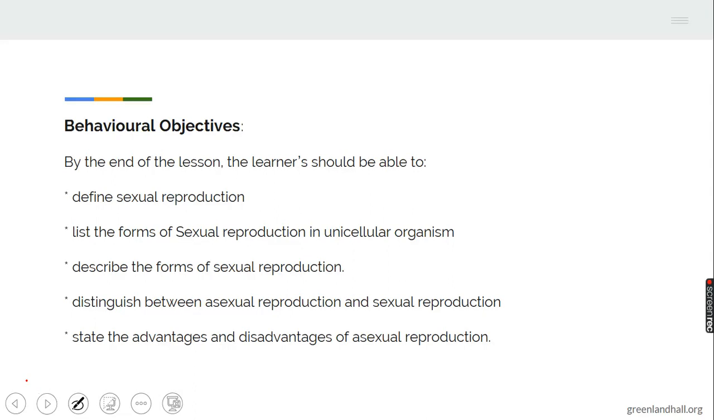by the end of the class, you should be able to define sexual reproduction. You should be able to list the forms of sexual reproduction in unicellular organisms, describe the forms of sexual reproduction. You should be able to distinguish between asexual reproduction and sexual reproduction. And finally, you should be able to state the advantages and disadvantages of asexual reproduction.